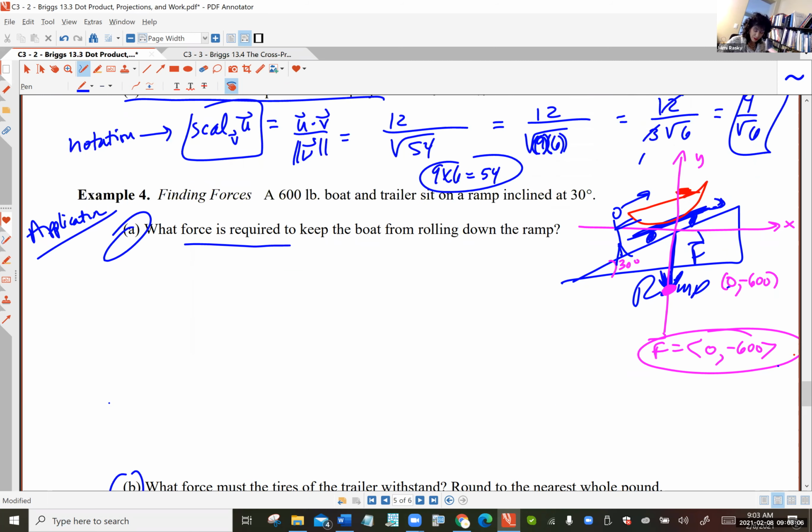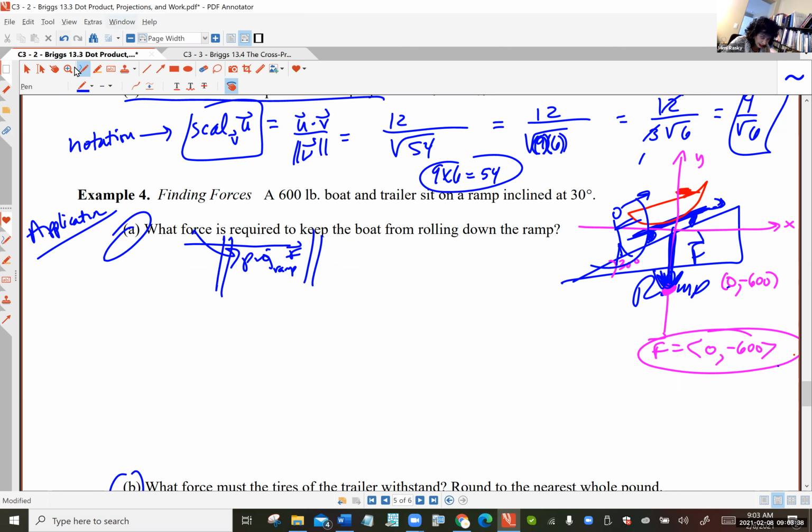So the picture for A and B looks like this. You're basically going to resolve the weight vector, this vector F, into 2 vectors. You're going to project the vector onto the ramp. So we're going to need to first project F onto the ramp. And that magnitude is going to be the force that you're going to have to push with.